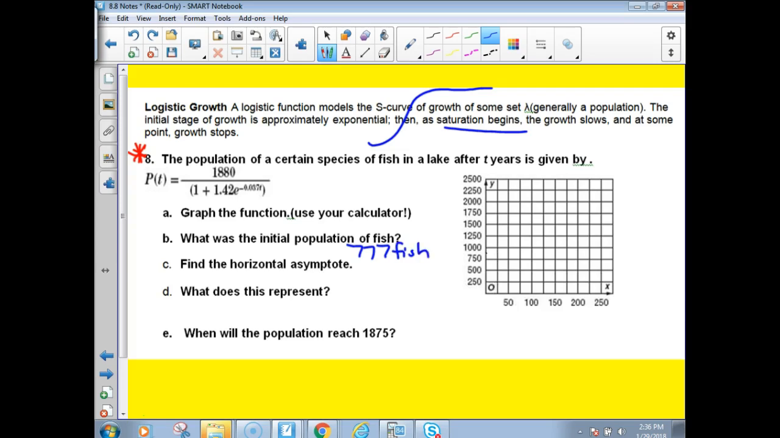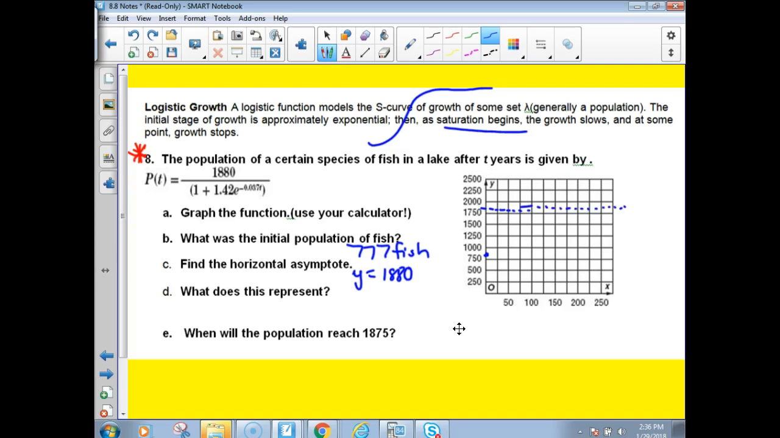So let's estimate on our graph, I know I did not estimate that well. The horizontal asymptote, y is equal to 1880. I'm going to just dash that into your graph. You were going to be required to have these.